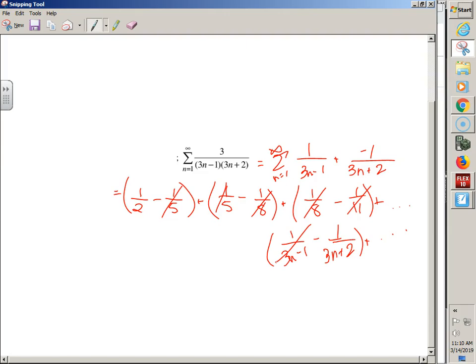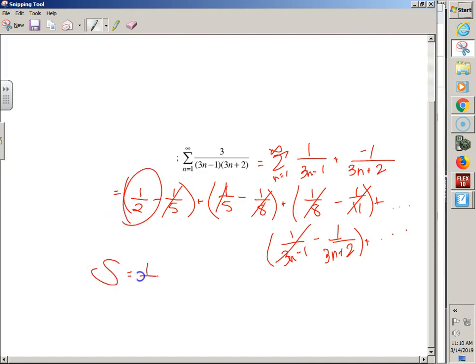Looking at a new term, the 1/5 went away first. New term, the 1/8 went away. The first always will go away with the prior terms. You see it? And that's not always the case, which is why I'm careful. But in this one, yeah. So what's left?